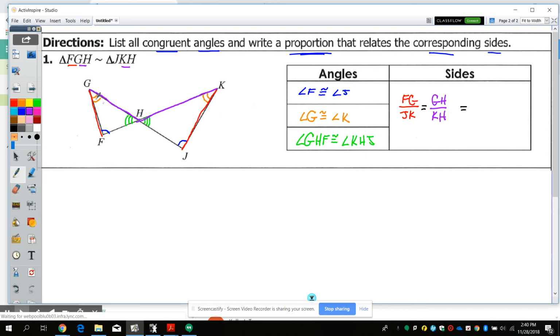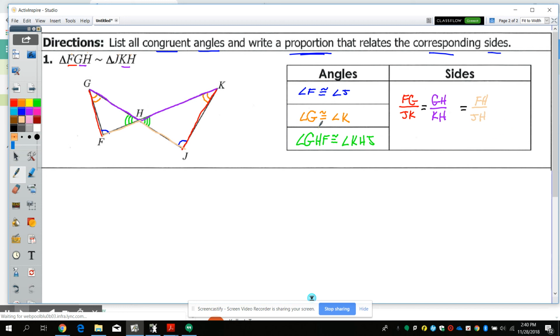And then the third one here, and let's go with a color I haven't used yet. It's kind of ugly, but we'll go with tan. Tan, F, H, that's a horrible, ugly color there. And JH. Notice it's the first letter and the last letter, first letter and last letter. So even if you didn't have the picture, you could still get this. FH is paired up with JH.